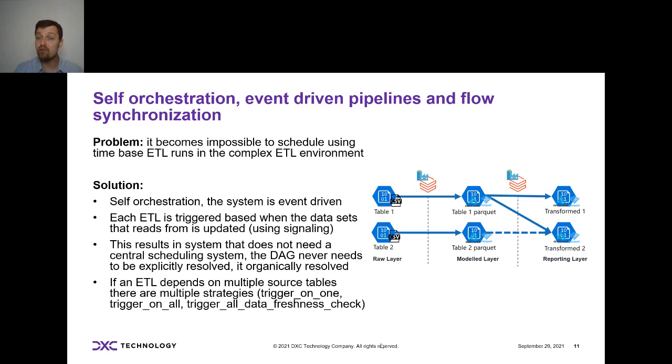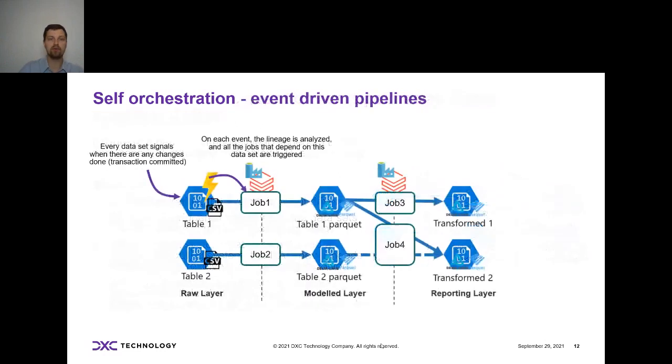Because if there's a data set that is being updated, you know what ETLs are reading from it. You simply trigger those, so you don't ever have to think of what runs when, or whether there's any problem, any circular references or whatever else. You don't care about that. You simply run your ETLs and you let the data flow through, and the graph is organically resolved, right? So let's have a look at how it works.